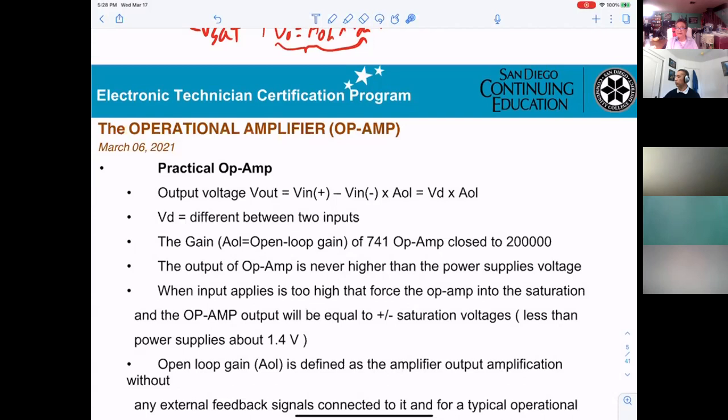No matter what, the output cannot be higher than the power supply. And the power supply for the op-amp can go from minus 8 volts up to 38 volts, or plus 8 volts to plus 38 volts. You get a positive and a negative. In the lab, we're using plus or minus 15 volts or plus or minus 12 volts, okay?